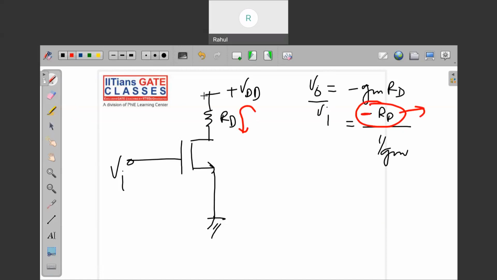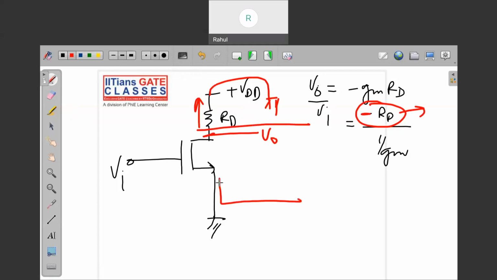Let me erase this again. When you perform AC analysis, you will have to ground this, and there is a Vout. If you see from here, from the output point to the ground, there is a resistance RD. And if you see from here, you will get the resistance 1 by gm. So taking the ratio of these two gives you the gain.